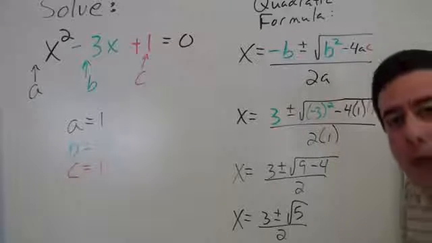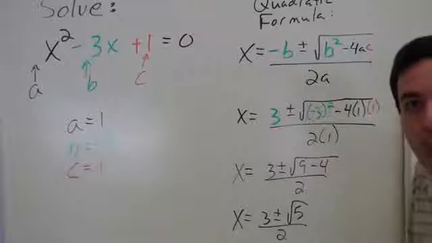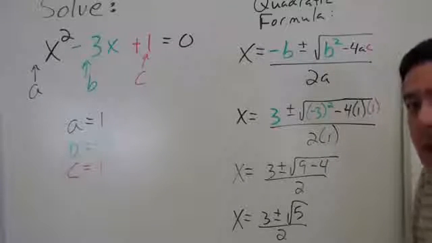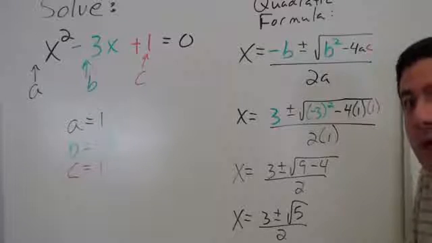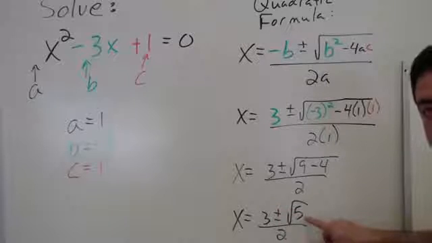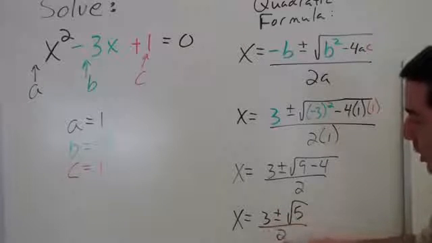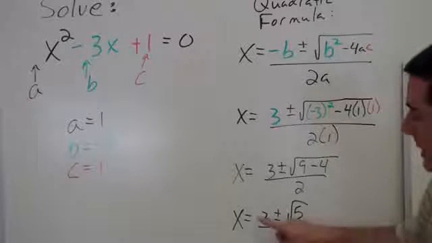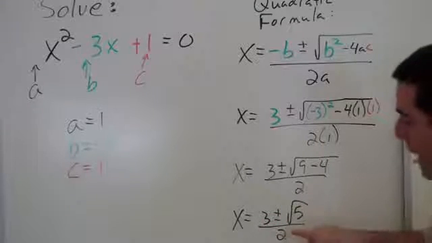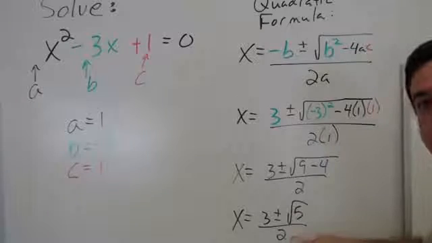Now, you'll recall that things that have a degree of 2 are supposed to have 2 solutions most of the time. Do we have 2 solutions here? We do indeed. One is 3 plus the square root of 5, all of that over 2. The second answer is 3 minus the square root of 5, all of that over 2 as well.